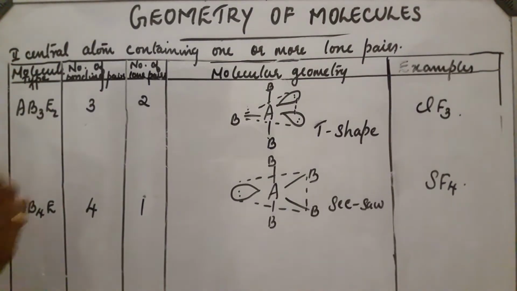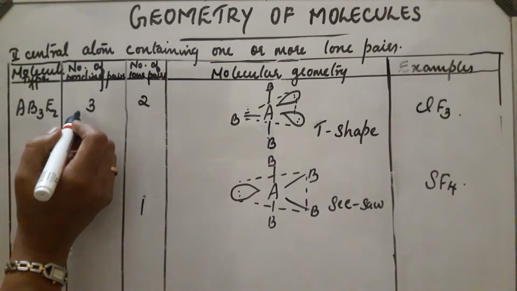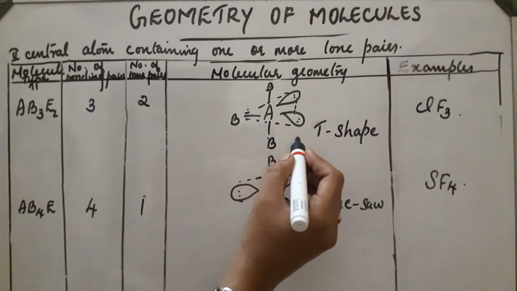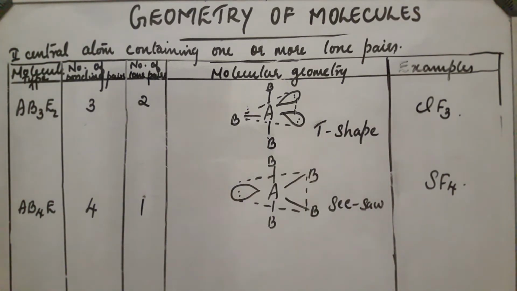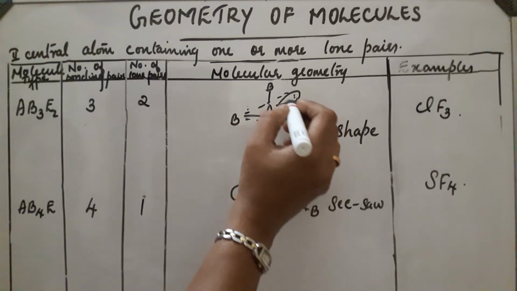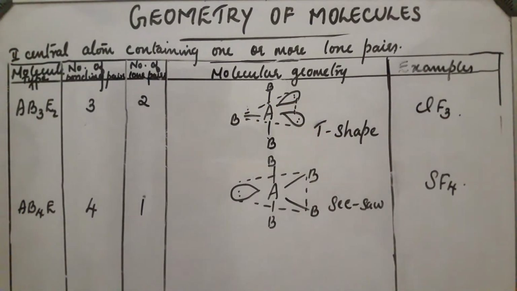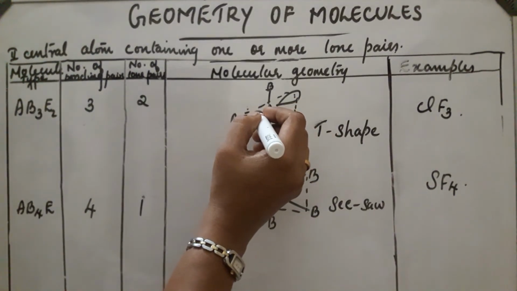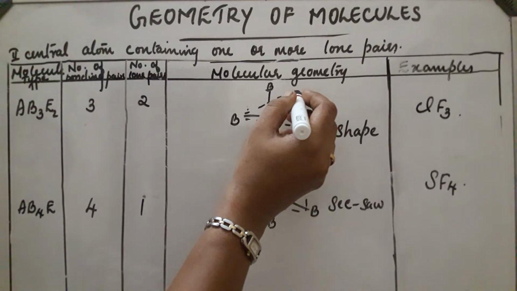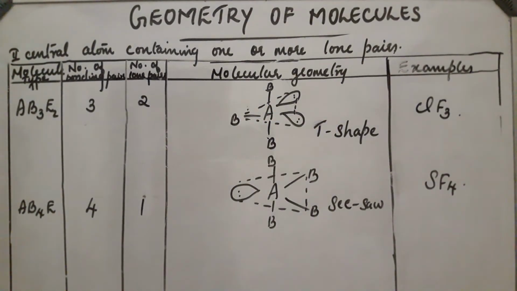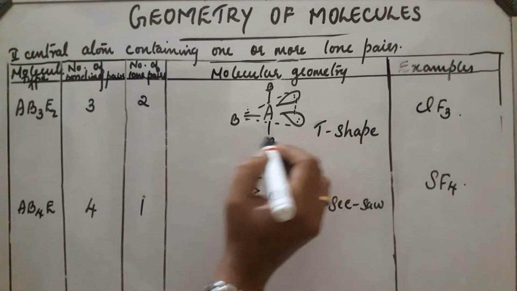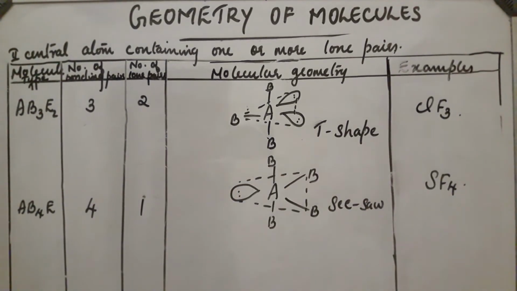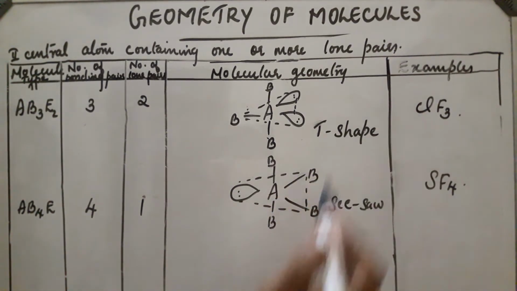Next, the fourth type is AB3E2. This type contains 3 bond pairs and 2 lone pairs and the molecular geometry is T-shape. Actually this shape is like trigonal bipyramidal, but due to the presence of 2 lone pairs, this angle gets distorted. This occupies more space in the geometry and the shape gets distorted from the trigonal bipyramidal structure and gets converted into T-shape. Example is ClF3.